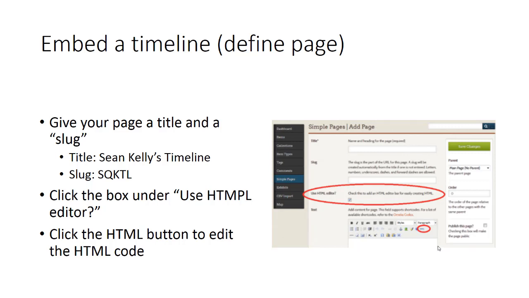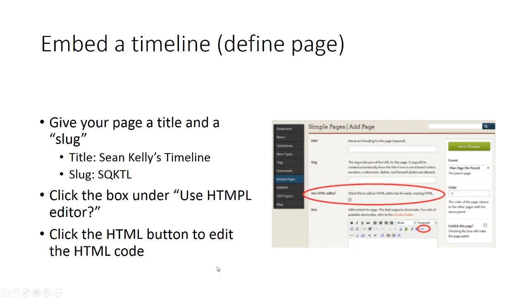A slug is a permanent name for the page within the navigation structure of the site. So this has to be all letters together. And so I chose, when I was working on this, SQKTL for timeline. In the box down here that I've circled in red, you're going to say that you want to use the HTML editor. So just click that box right there.